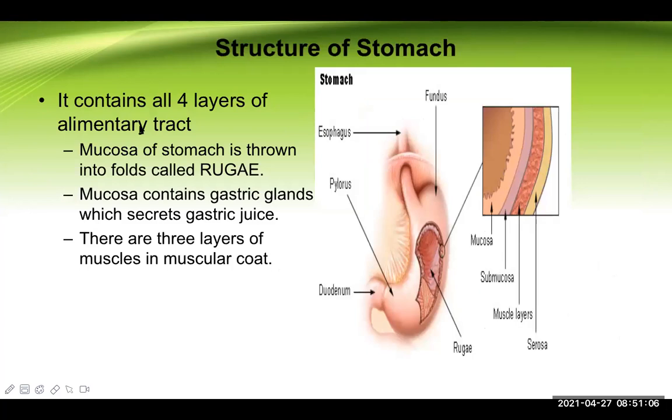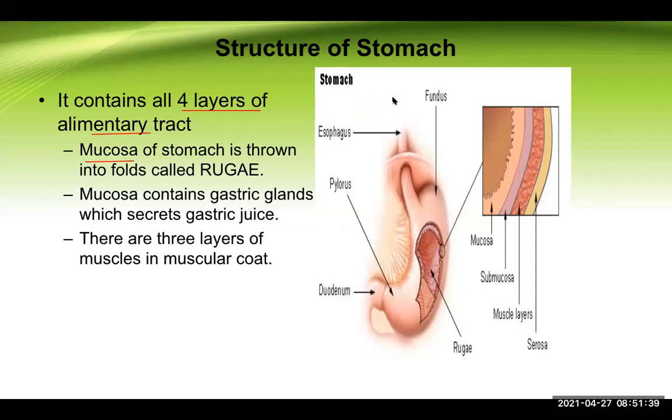Now, what are the layers of the stomach? Just like any other part of the GI tract, the stomach also has 4 layers. These layers are mucosa, submucosa, muscularis layer, and the serosa. The mucosa is the innermost one, followed by the submucosa, then the muscularis propria, or we can also call that the muscle layer, and then the serosa. These are the 4 layers of the stomach.